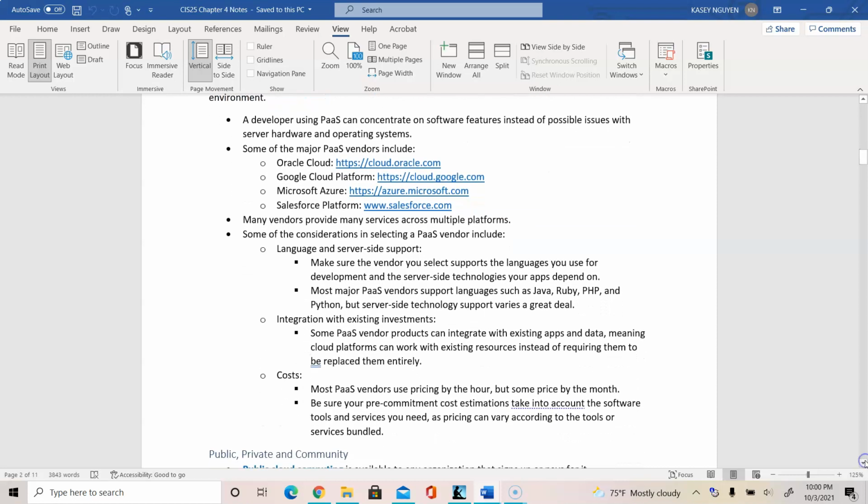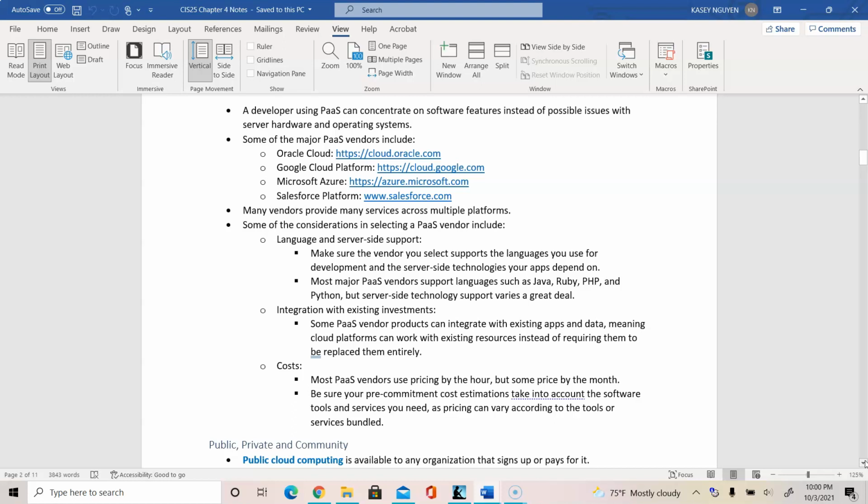So you would see that a company would utilize this to really support their applications and their organizational needs. The cost of PaaS is usually by the hour, or could be a monthly or annual charge. They would also consider the amount of data that would be utilized to support PaaS. So there would be a pre-commitment cost and an estimation, and the company would then be charged based on the pricing packages offered by these major vendors.